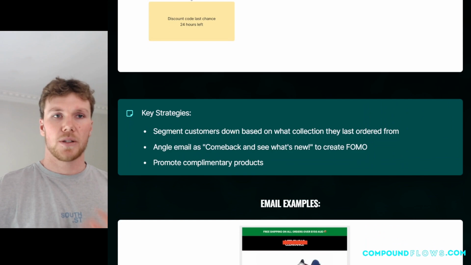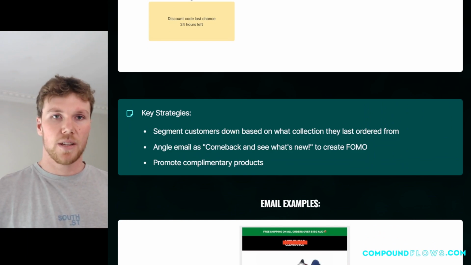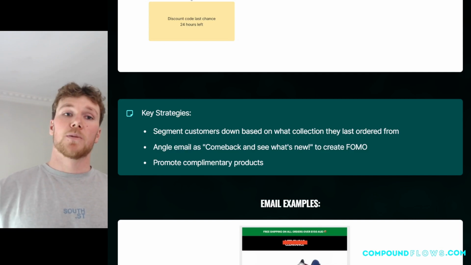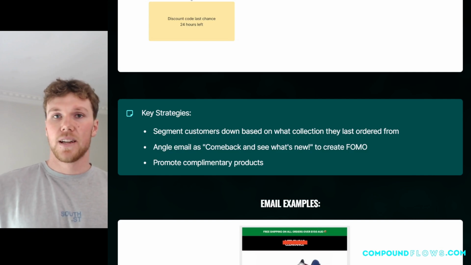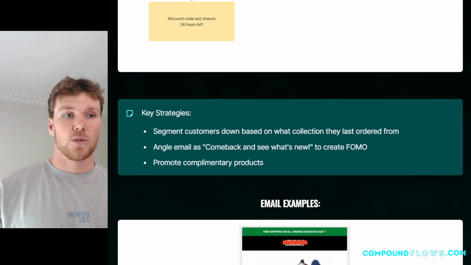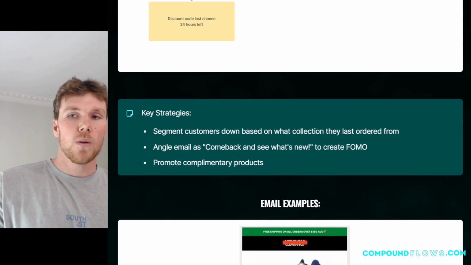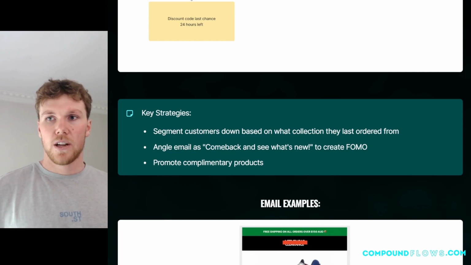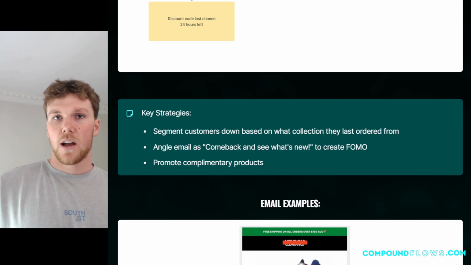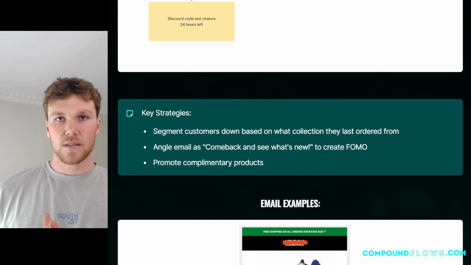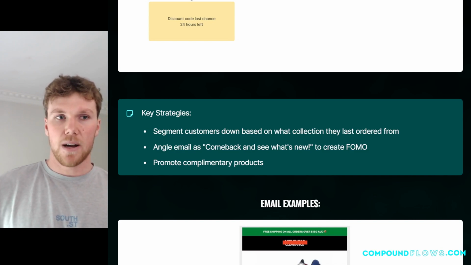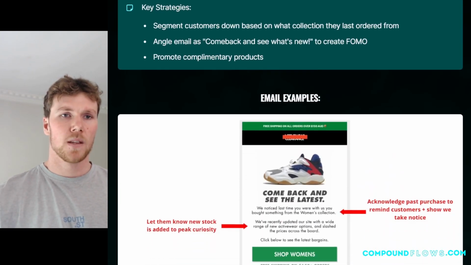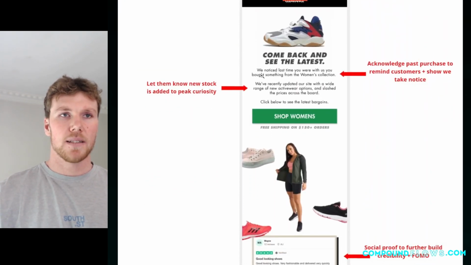Key strategies here, like we said, we want to segment them based on what collection they last ordered from, and angle emails like come back and see what's new to create that FOMO effect and get them back onto the website. And you want to promote complementary products as well. So especially when you're segmenting by collection, if there's another collection that goes with it, let's say they bought from the bags collection, if you have another collection for dresses, you want to be showcasing dresses in that email as well. Again, just to spark interest, spark customers coming back to the website. Here's a really good example. Come back and see the latest.